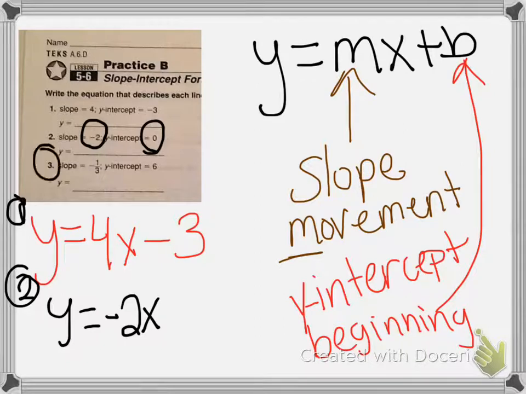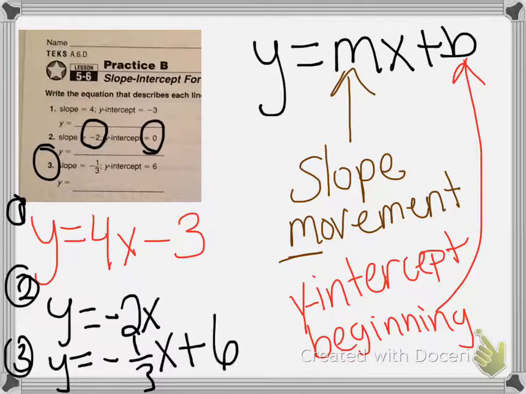Number 3, -1/3 is the slope. The y-intercept is 6. So number 3, y equals -1/3 x plus 6. You know it's plus if the y-intercept is positive. You know it's negative or minus if the y-intercept is negative. It's that easy. All right, let's do some more.